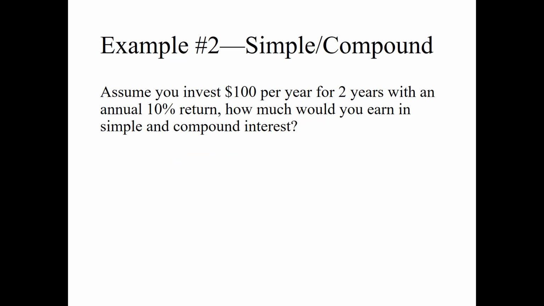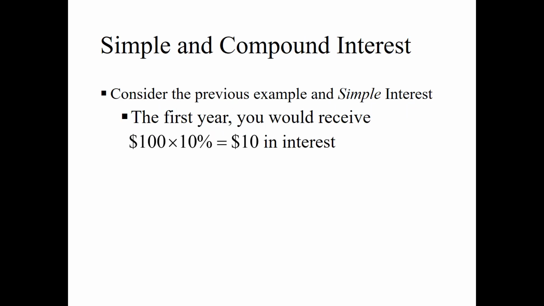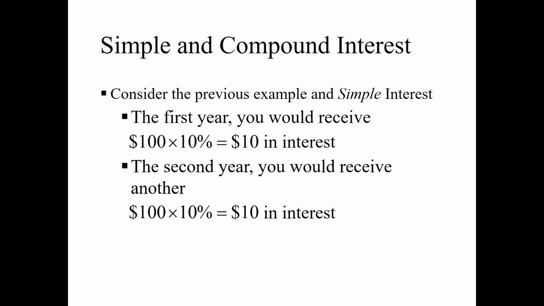If we look at a second example, assume you invest $100 per year for 2 years with an annual 10% return. How much would you earn in simple and compound interest? So if we look at the previous example and assume simple interest, in the first year you would receive $100 times 10% or $10 in interest, and you would take that money and store it in a shoebox. And the second year you would still have your $100, and $100 times 10% is another $10 in interest.